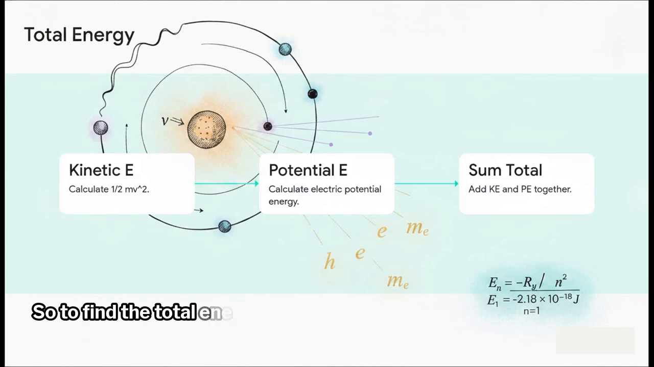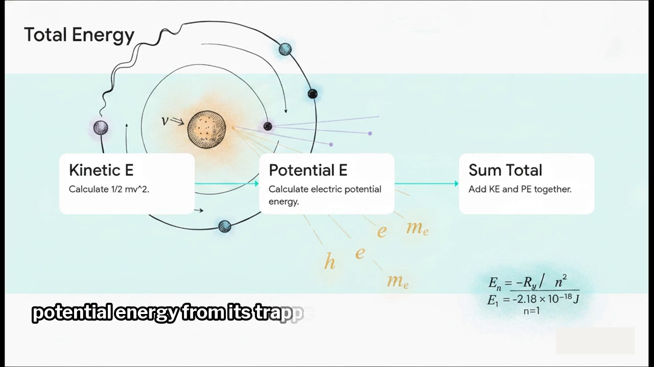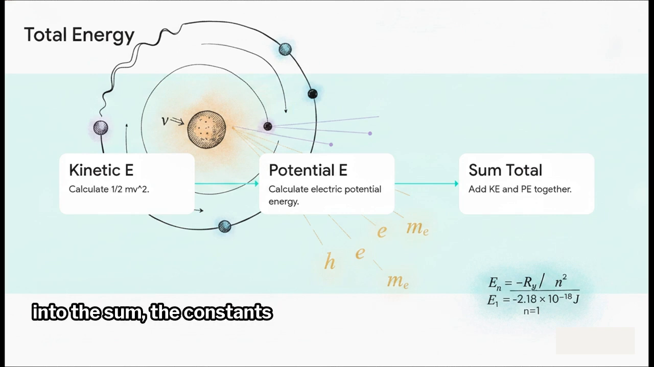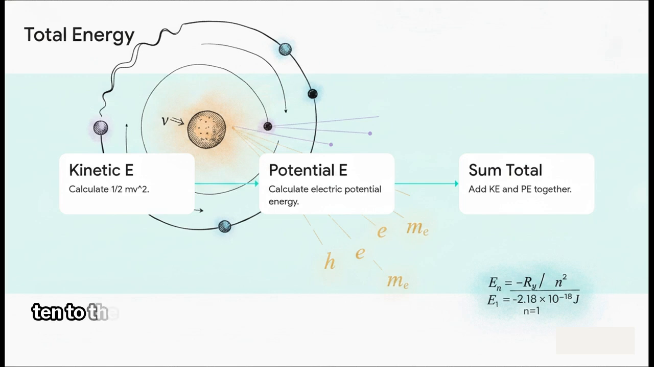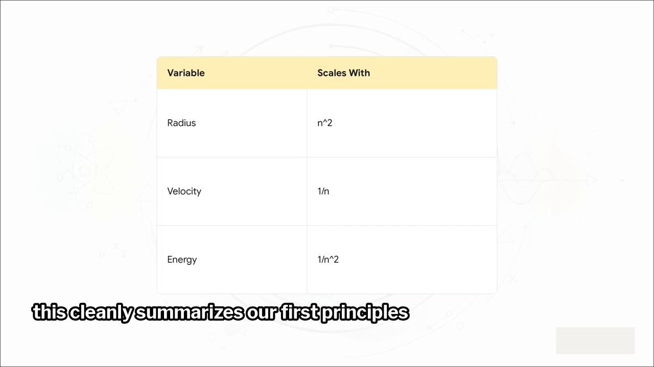So, to find the total energy, we calculate the positive kinetic energy from the electron's speed, and we add the much larger negative electric potential energy from its trapped position near the nucleus. When we plug our radius and velocity variables into this sum, the constants consolidate perfectly, giving us a ground state energy of exactly negative 2.18 times 10 to the minus 18 joules. Now, taking a look at our final formulas, this cleanly summarizes our first principles derivations.